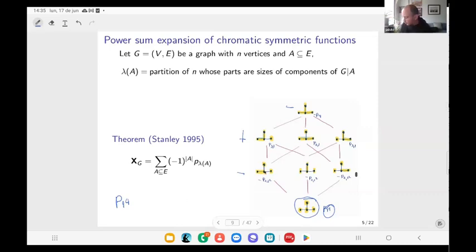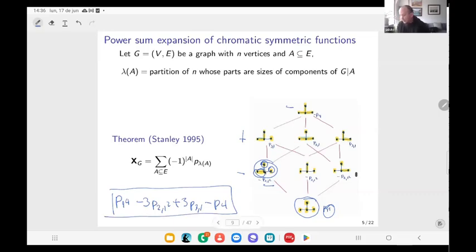For instance, in this case I have 1 connected component of size 2 and 2 connected components of size 1, so I get the partition 2, 1 squared. And so I will get minus 3 p2 p1 squared plus 3 p3 minus p4. And this is going to be the chromatic symmetric function of the star with 4 vertices. Is this clear?